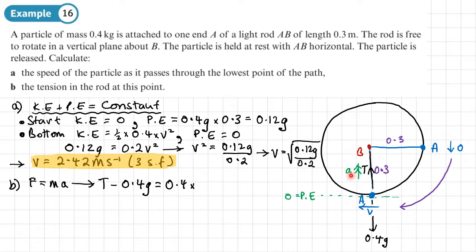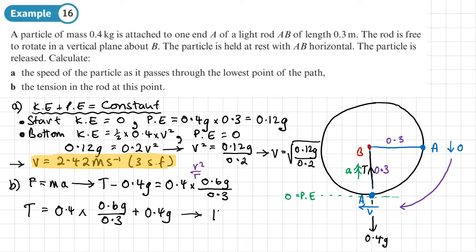Now, that's going to be the acceleration, and since we've got the linear speed, we're going to be using v squared over r to find our acceleration, and we have v squared here. Now I could write this a little bit more simply as 0.6 g, which I will do. So there's my v squared, 0.6 g divided by the radius, which is 0.3. So a little bit of rearranging, I can find T. So that will be 0.4 times 0.6 g over 0.3, which is 2g. And then I'm going to add 0.4 g to get T.